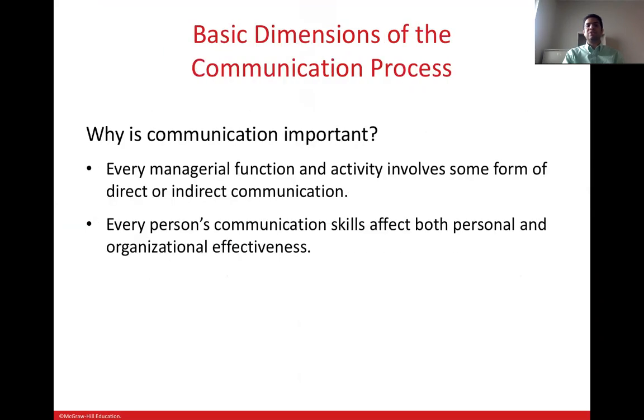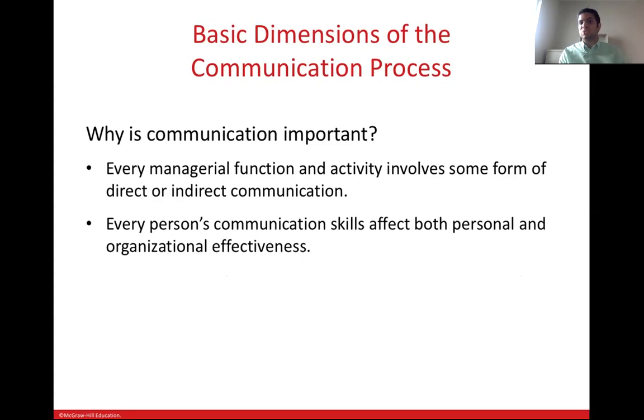Okay, so let's move on to our first learning objective, which talks about the communication process. Before we talk about what communication process is, we have to first define what communication is. Communication is the sharing of information between two or more parties and any inferences that are drawn from this information that is communicated.